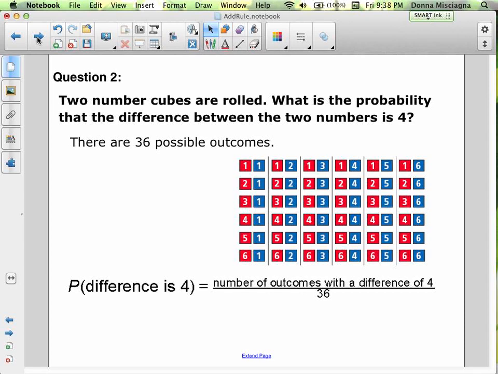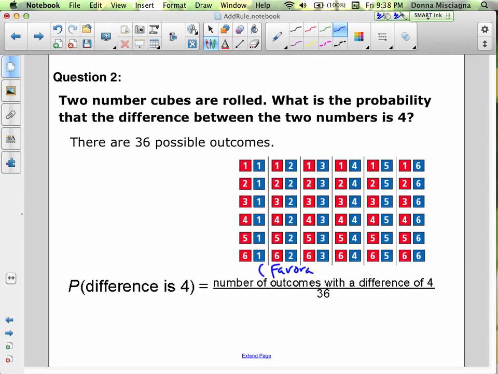So there are 36 possible outcomes with the dice, right? That's important to note. It's 6 times 6, because each of the 6 numbers on one die could be paired with each of the 6 numbers on the other die. So that's why there's 36. We want to find the probability that the difference between the 2 numbers is 4. So we're going to calculate our probability by finding the number of outcomes with a difference of 4. That would be our favorable outcomes because that's what we're interested in.